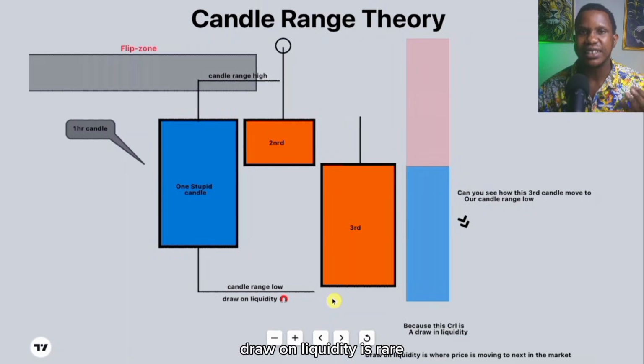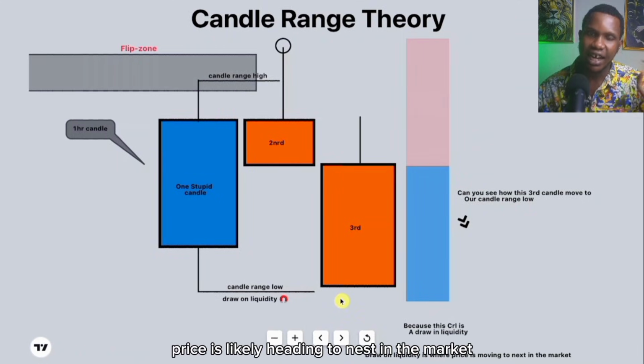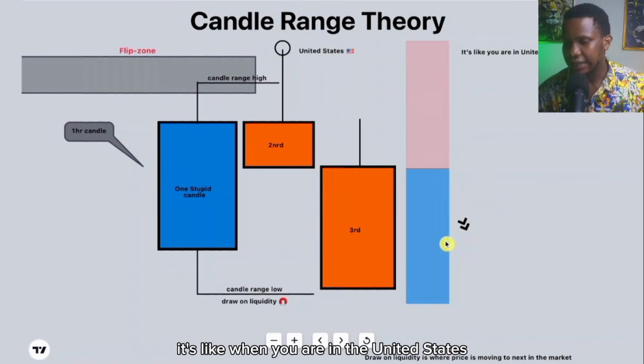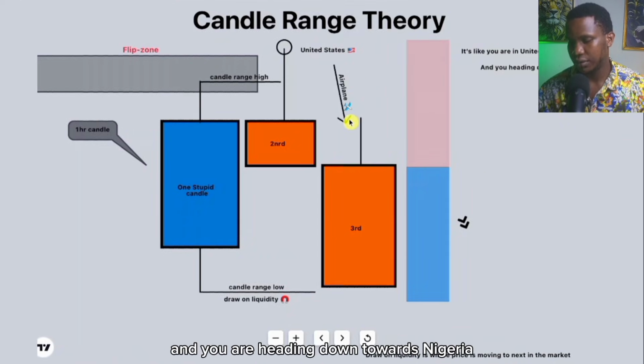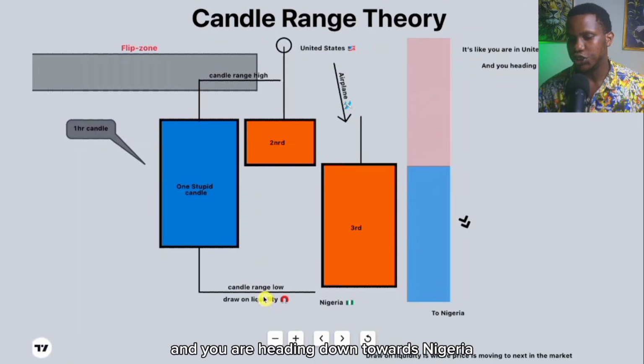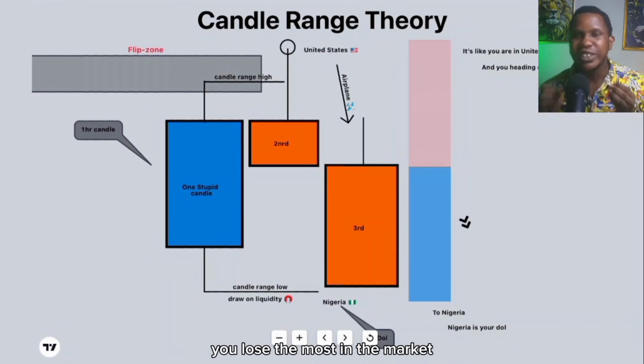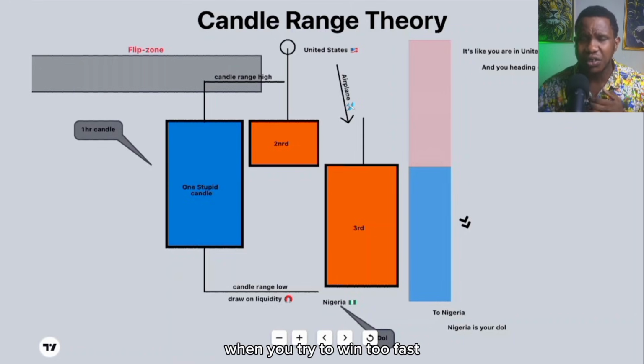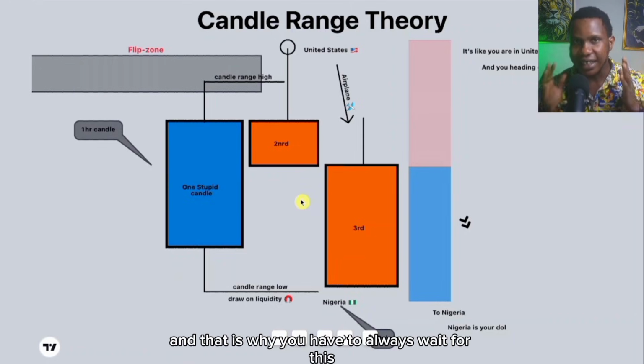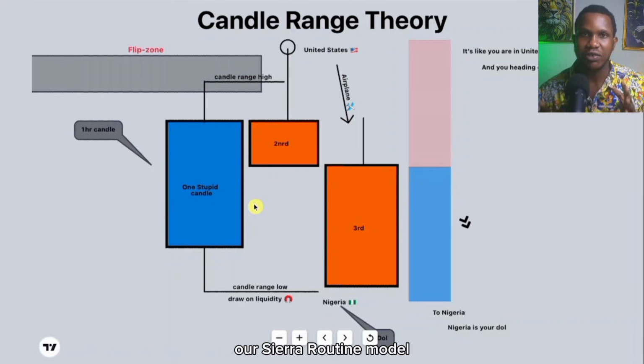Draw on liquidity is where price is likely heading to next in the market. It is like when you are in the United States and you are heading down towards Nigeria. Nigeria is your draw on liquidity. You lose the most in the market when you try to win too fast, and that is why you have to always wait for this our CRT model.